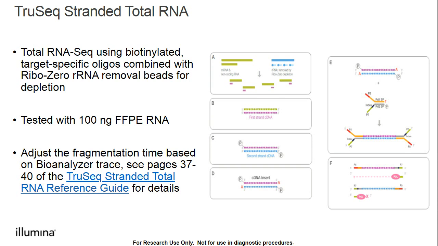And then take a look at the reference guide. There's an appendix on pages 37 through 40. And we provide example traces showing varying levels of degraded RNA, and then how to adjust the fragmentation time based on how degraded your sample is. So once you run the input RNA QC trace, just compare those images to what we see in the reference guide here, and that will tell you how to modify the protocol.